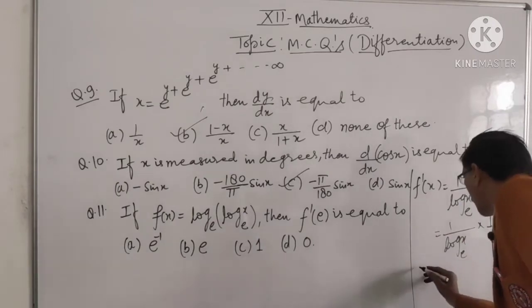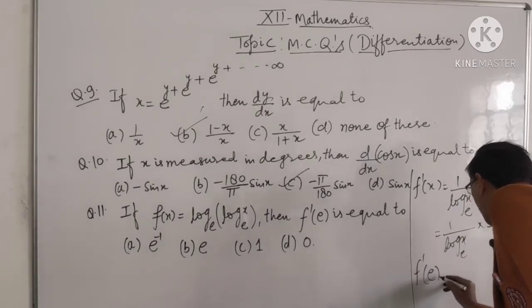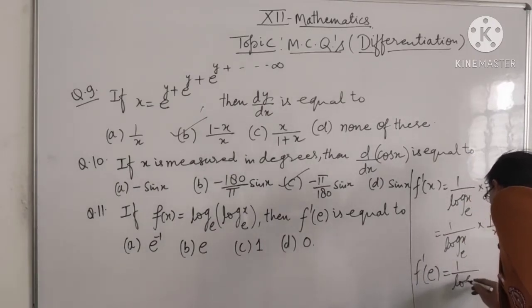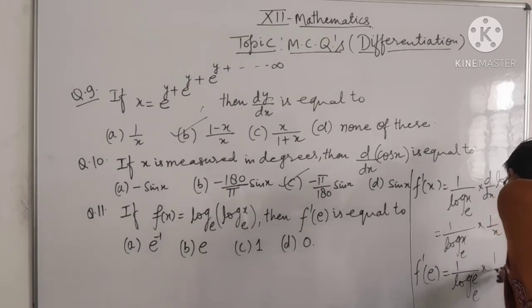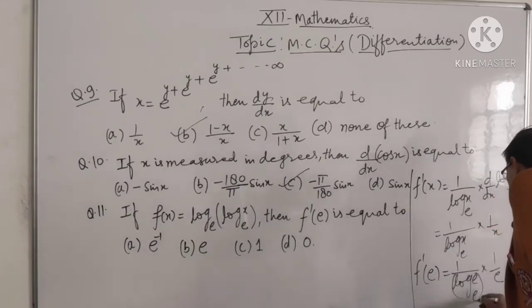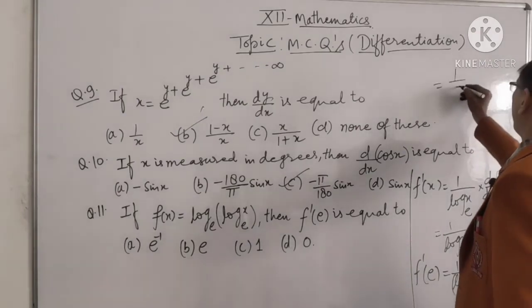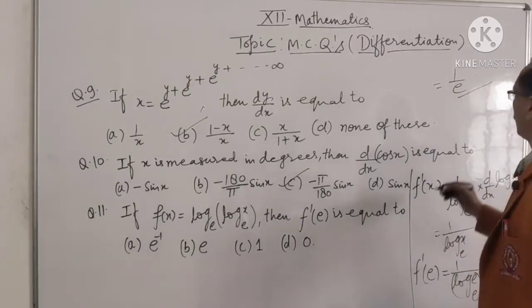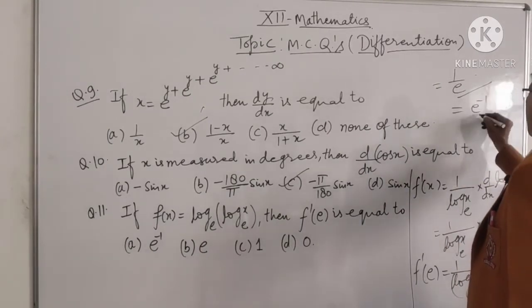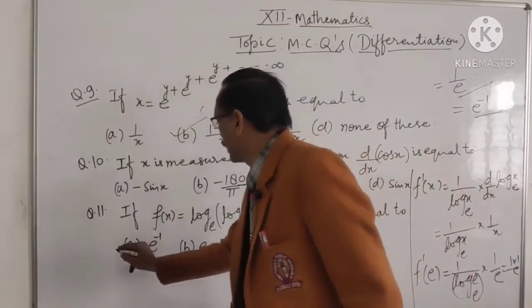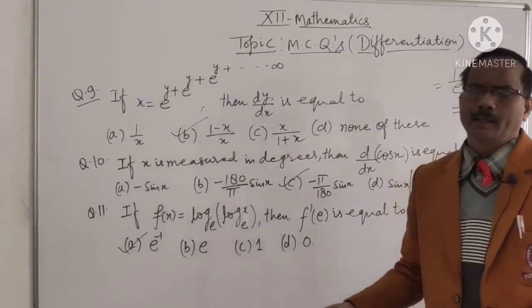Now x equals e. So f dash e equals 1 upon log e to the base e into 1 upon e. Since that is 1, it is 1 into 1 upon e. So the result is 1 upon e, and it is e inverse. Therefore, A option is correct.